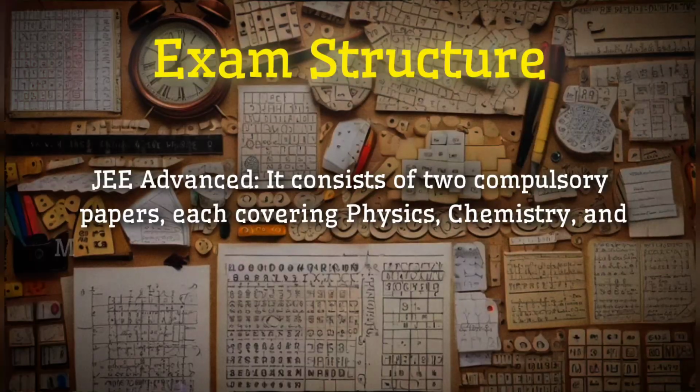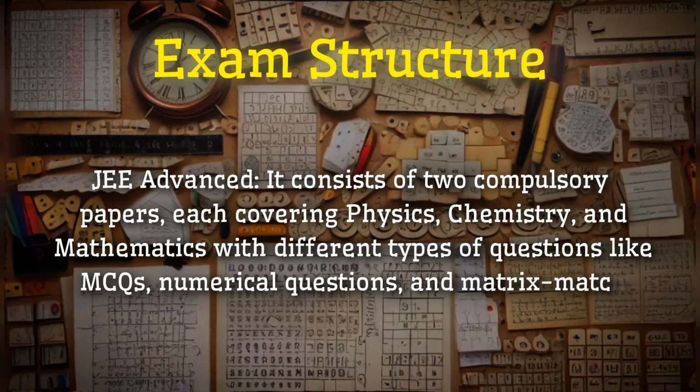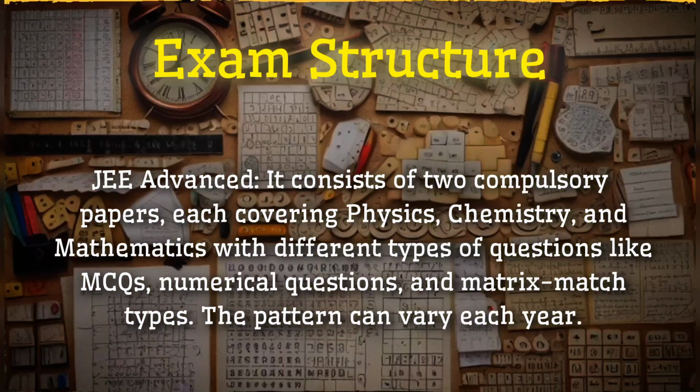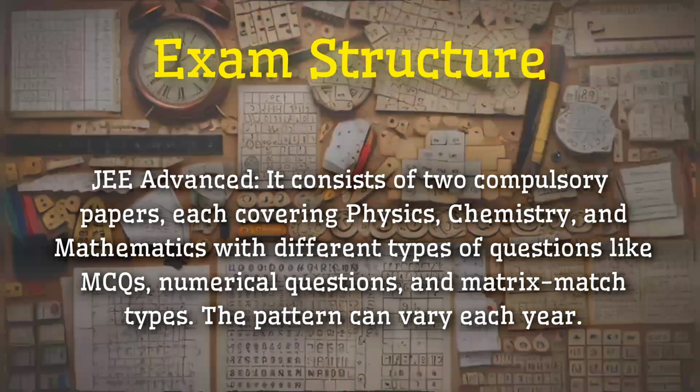JEE Advanced consists of 2 compulsory papers, each covering physics, chemistry, and mathematics, with different types of questions like MCQs, numerical questions, and matrix match types. The pattern can vary each year.